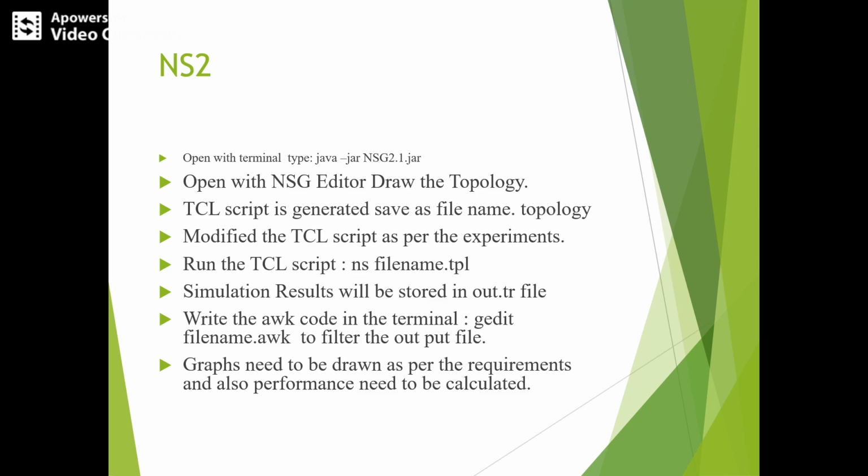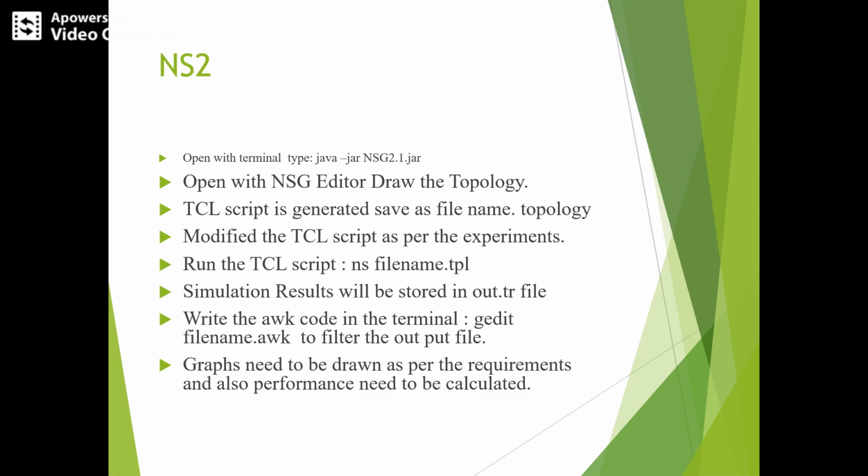Then we need to modify the TCL script as per our experiment, where we need to vary the bandwidth or set the queue size, whatever is required. Then run the TCL script by using ns with the file name dot tcl. The simulation result will be stored in output dot tr. The output file will have all the trace of the simulation.